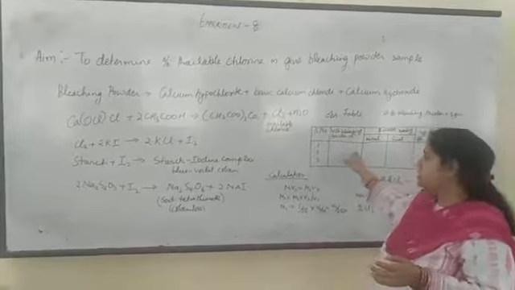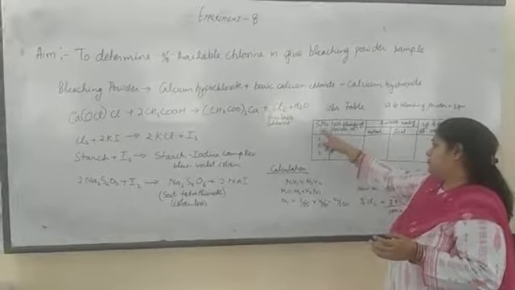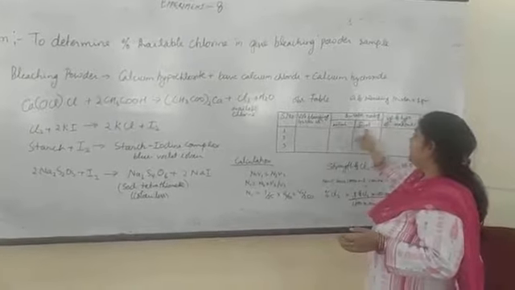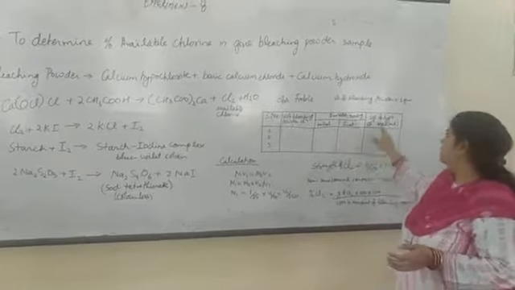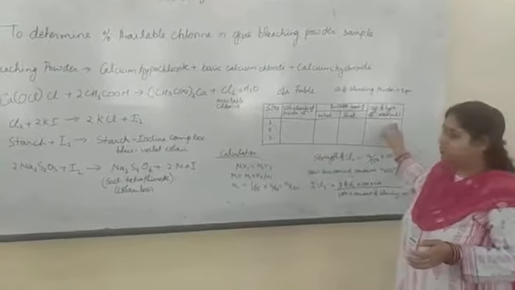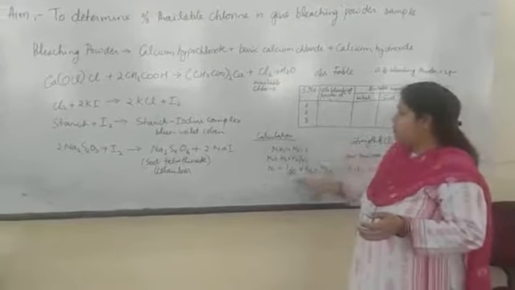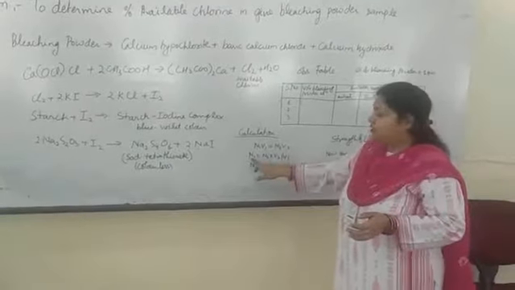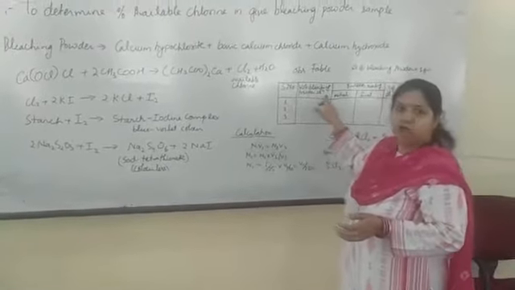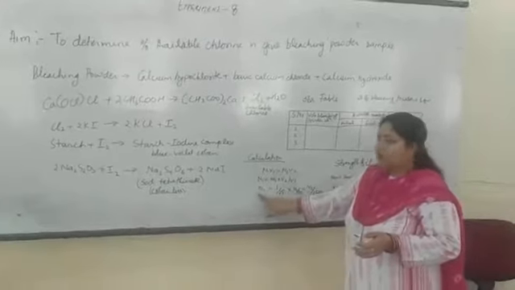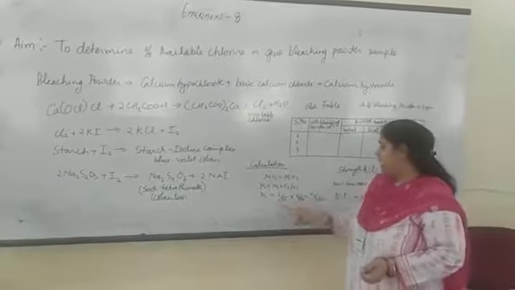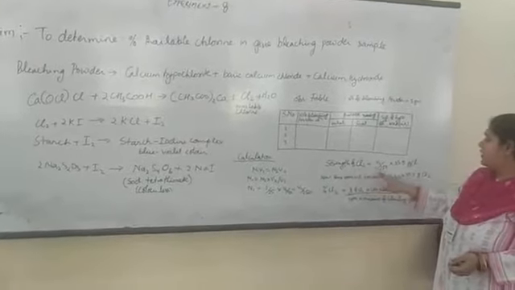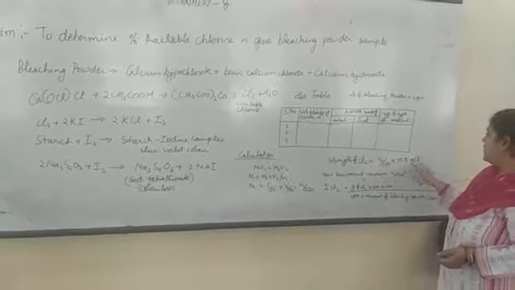For the calculation, first we will form the observation table. Like simple titrations, we will put here the sample serial number, then volume of bleaching powder solution. After that, the initial and final burette reading, and then the volume of hypo solution used. For the calculation, we will use the N1V1 equals N2V2 formula, from which we will calculate N1, that is the normality of the bleaching powder solution. After calculating the normality, we will calculate the strength of chlorine, which we will get in gram per liter.